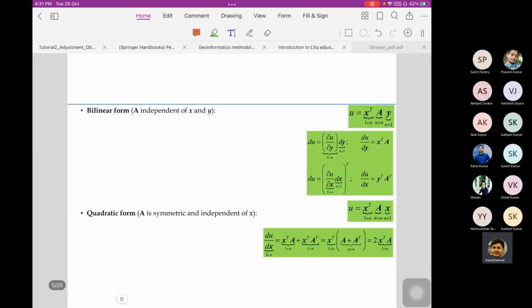Similarly here, bilinear form and quadratic forms are given. So you can see it. There is no problem in that. Very straightforward. Bilinear form, quadratic form.